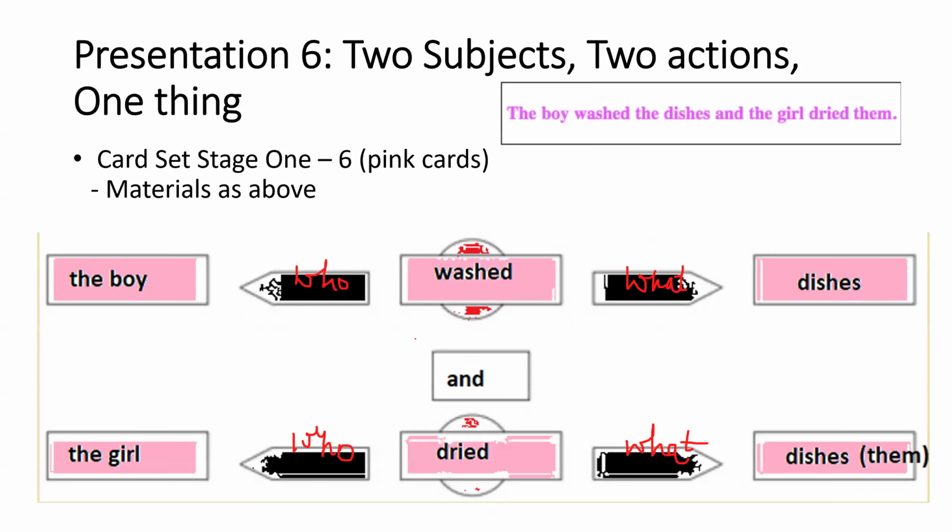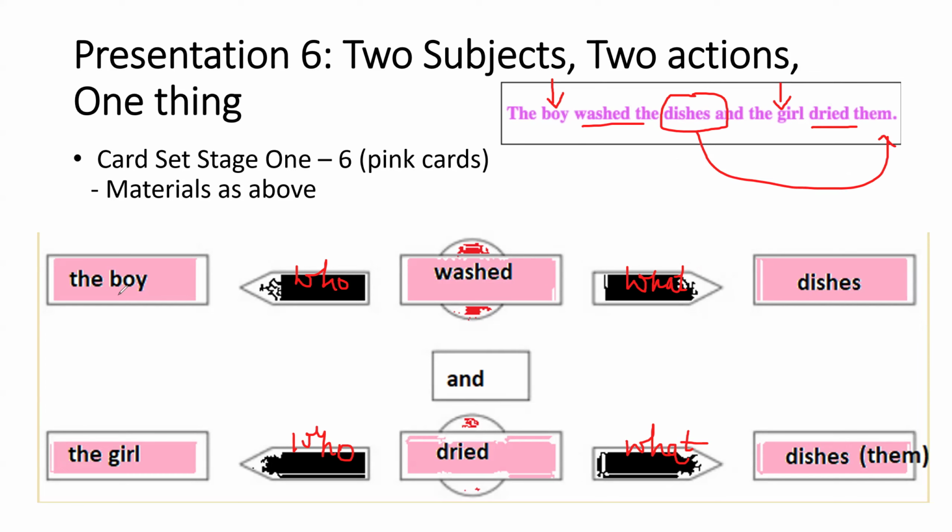Moving to our presentation 6. It is all with two subjects, two actions, and one thing. Shall we start decoding? Where are the subjects? The boy, the girl. What about the two actions? Washed and dried. What is the one thing? Dishes. So we are using the dishes. The boy washed the dishes and the girl dried them.